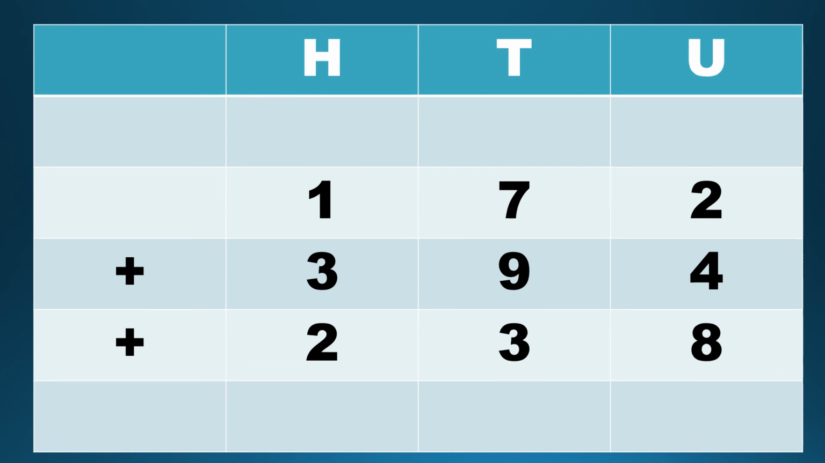Let us now add 172 plus 394 plus 238. So we have 2 plus 4 plus 8, and the answer is 14. So we have carried over 1 to the tens place. So we have 7 plus 9 plus 3 plus 1, the carryover. The answer is 20. So 0 remains in the tens place, and we take the 200 to the hundreds place, because 20 tens is what?